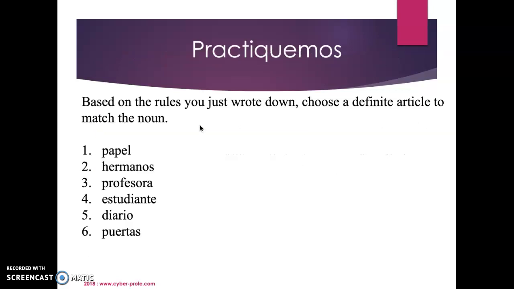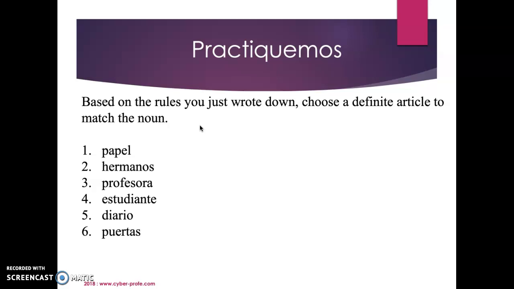So now we are going to practice together and we are going to write a definite article to match the noun. The first one is papel. We need to think to ourselves, papel, or the word paper. Are we talking about one paper or multiple papers? We're only talking about one, and an easy way to tell, which we'll talk about again later on, is that it's not ending in an S. So that can tell us that we're only talking about one, meaning it's singular.